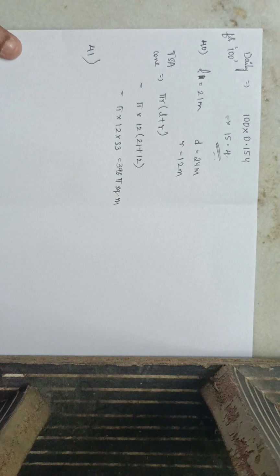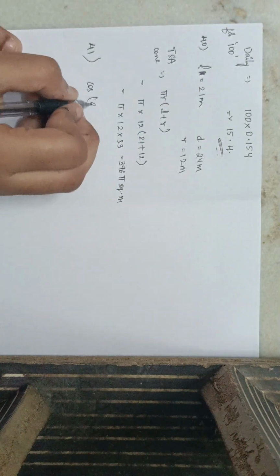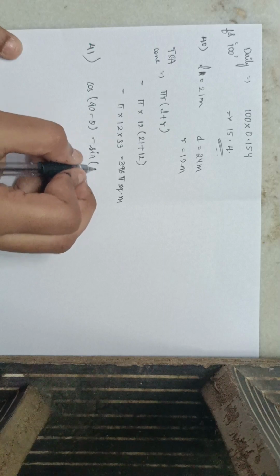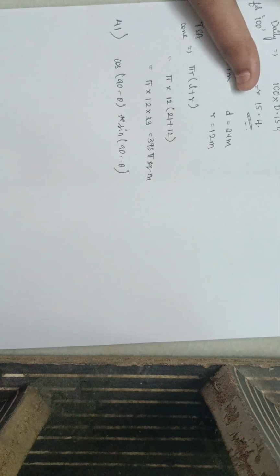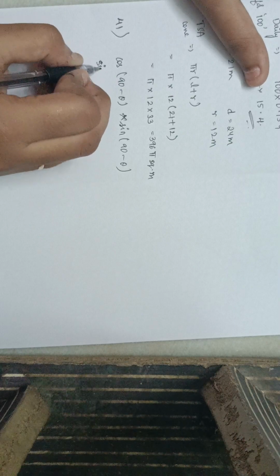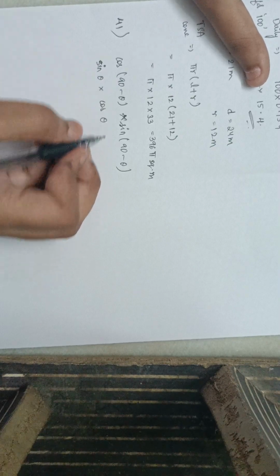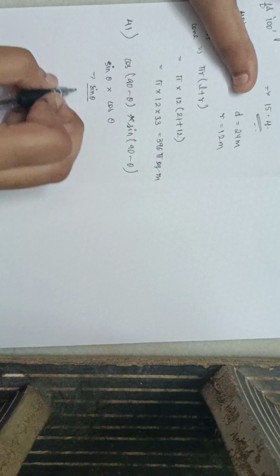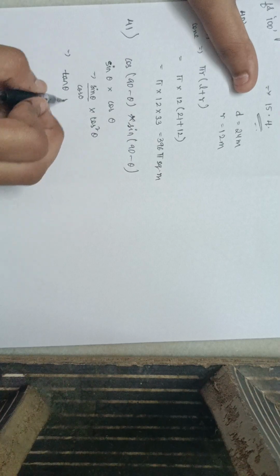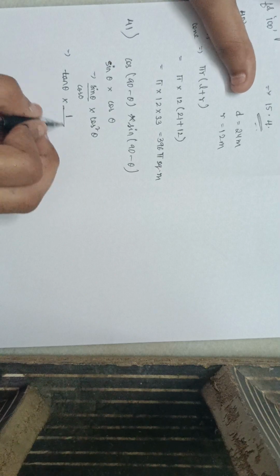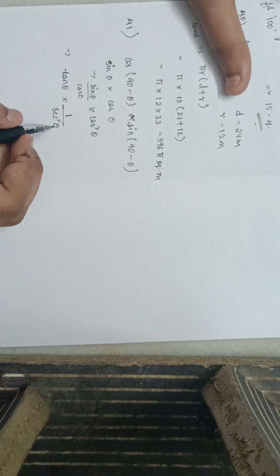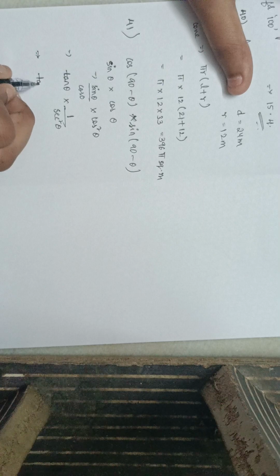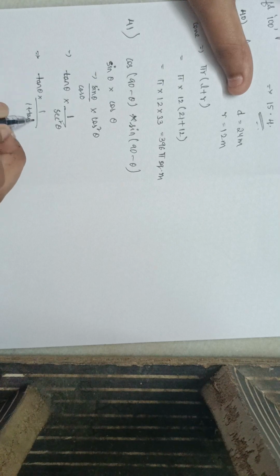Next one, 41. Cos of 90 minus theta into sine 90 minus theta. You know that cos 90 minus theta equals sine theta, and sine 90 minus theta equals cos theta. So sine theta into cos theta. This can be written as sine theta by cos theta into cos square theta. We know that sine theta by cos theta is tan theta, and cos square theta is also written as 1 by secant square theta. And we know the formula that secant square theta equals 1 plus tan square theta. So the answer is given as tan theta into 1 by 1 plus tan square theta.